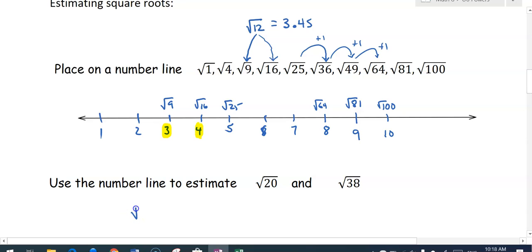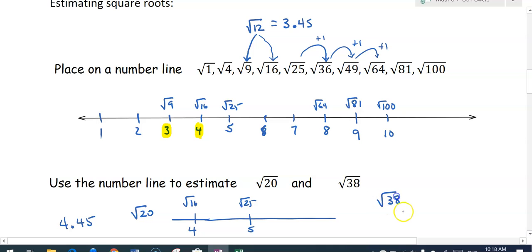Root 20. Well, I know root 20 falls between root 25, which is 5, and root 16, which is 4. So I know root 20 is going to be 4 point something. Well, 20 is 4 more than 16 and 5 less than 25. So yeah, maybe about the same, just a little less than halfway, right?